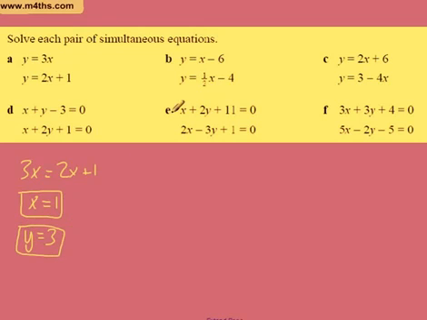So you can set these equal to each other. And it's one way of looking at it. You don't have to, but it's an opportunity for you to do that.